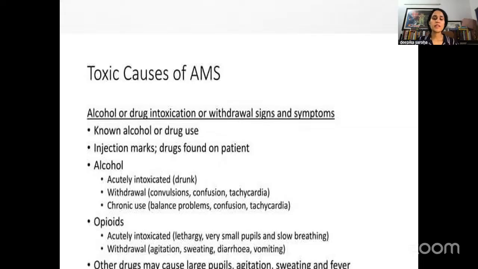Chronic use can present with cerebral damage, eventually leading to balance problems, confusion, tachycardia. Opioids, acutely intoxicated, will have lethargy, very small pupils, and slow breathing, and withdrawal will present with agitation, sweating, diarrhea, and vomiting. Other drugs may cause large pupils, agitation, sweating, and fever.